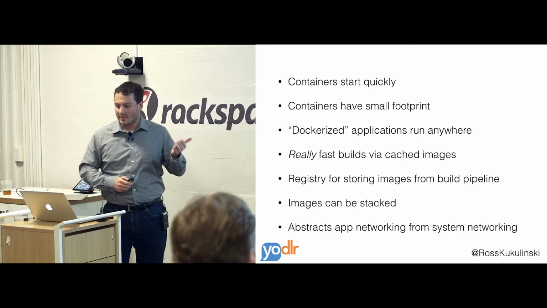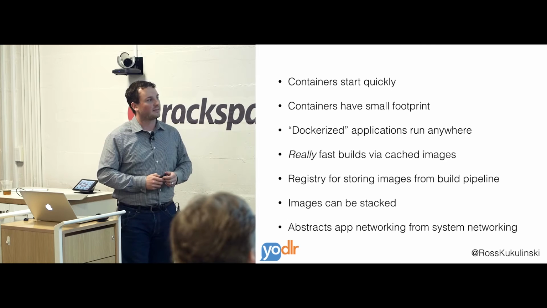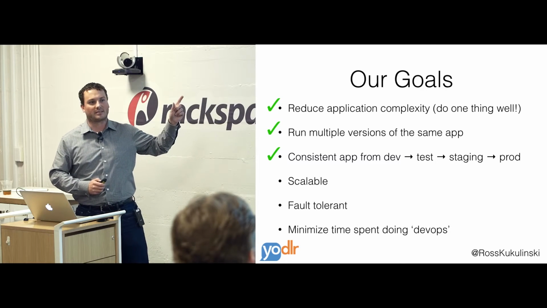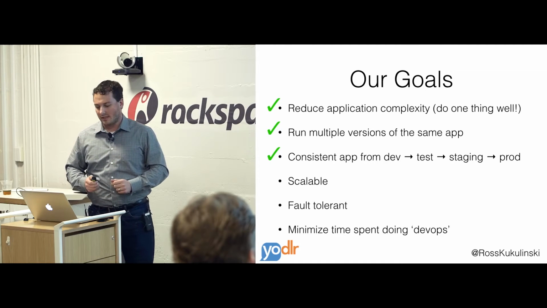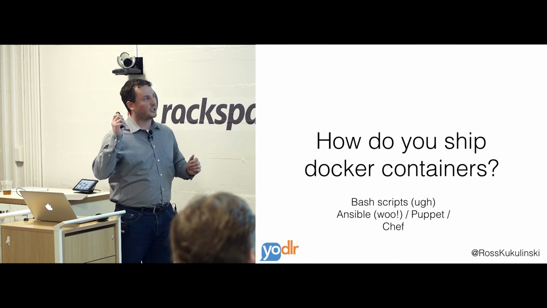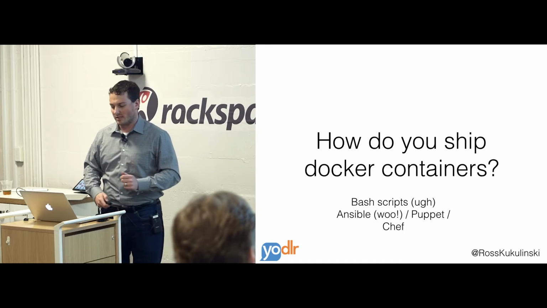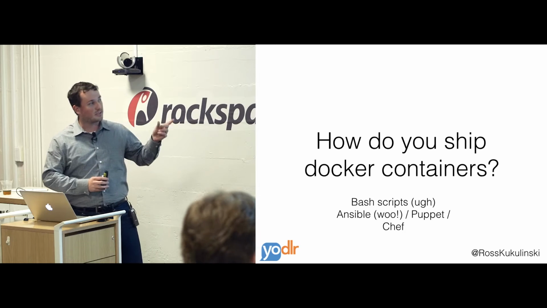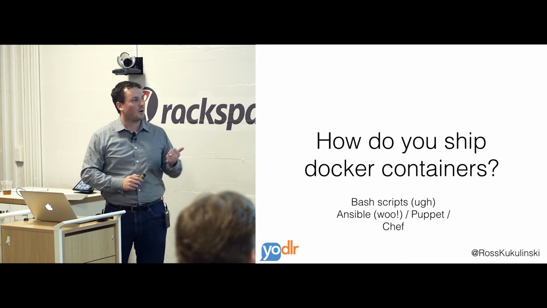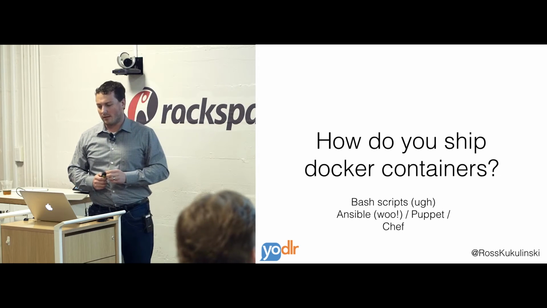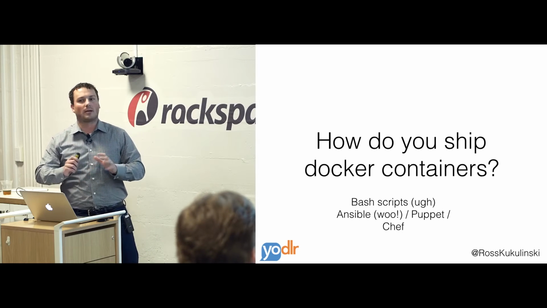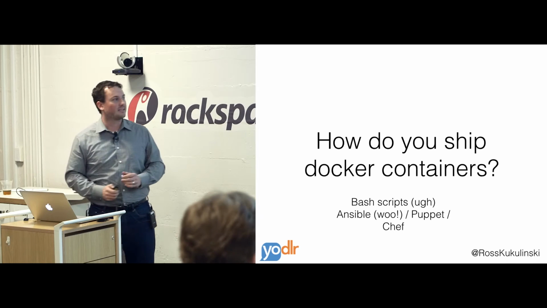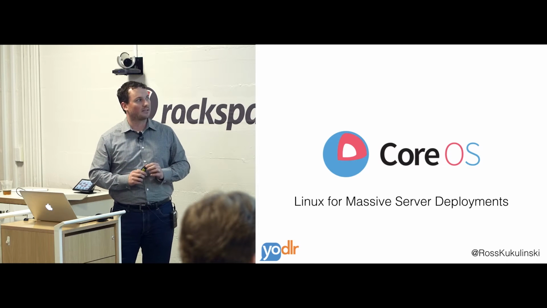The fast builds, registry, and the fact that the images can be all stacked. So these things checked off the first 3 items on our list. So then the next question is, how do you ship containers? Obviously, you can write bash scripts for everything if you really hate yourself. You could use Ansible. I love Ansible. Also Puppet and Chef. But we started playing with that, and we started realizing that we were going to have to write lots and lots of deployment code and nastiness. And that's when we stumbled upon CoreOS.